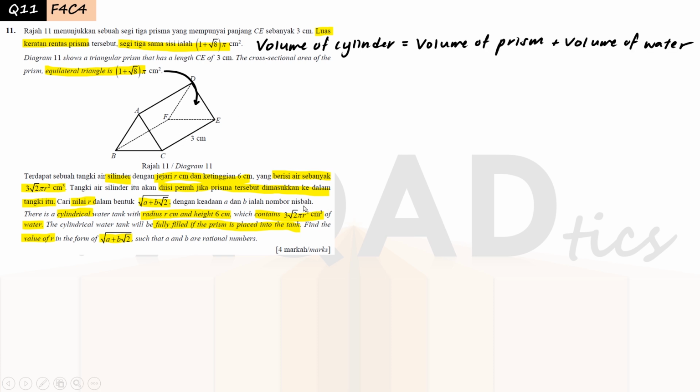Right, so let's write out an equation according to this question first. So we can use this sentence actually. It says that the cylindrical tank would be fully filled if the prism and the water is inside the cylindrical tank. So we can use the volume to form the equation. So here means the volume of the cylindrical tank would be equal to the volume of this prism plus the water inside it. Okay, so we are going to use this equation to find the value of r.